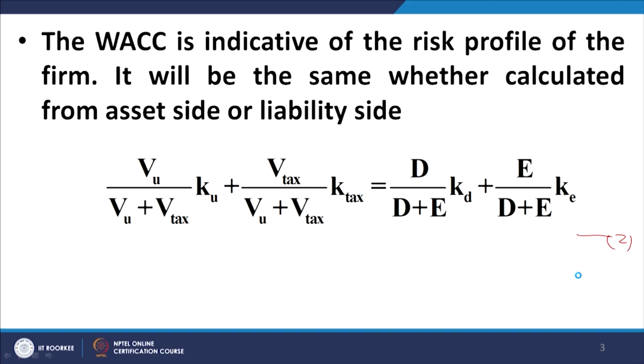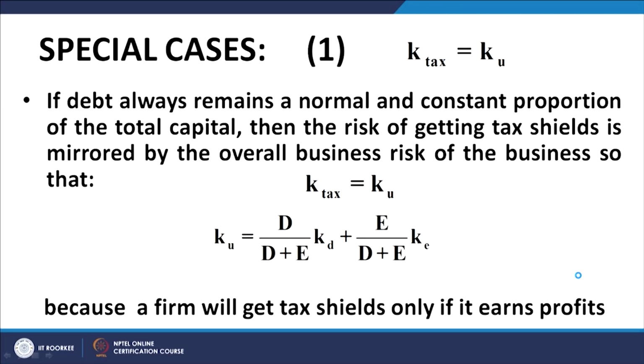Using these two equations, equation 1 and equation 2, we can arrive at relationships between Ku, K tax, Kd and Ke, and we further need to make some assumption about one of these parameters, one of these components of this equation, Ku, Kd, K tax or Ke, in order to arrive at a relationship between these values. Now, there are some special cases of this set of equations which I have already alluded to earlier. The first case that I have mentioned here is K tax is equal to Ku.